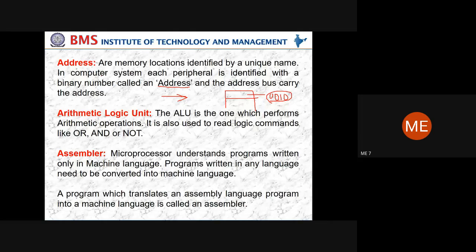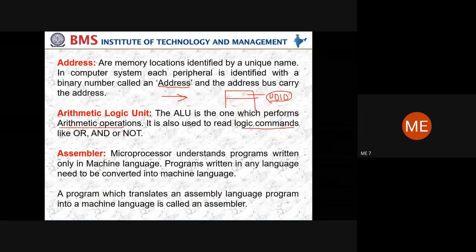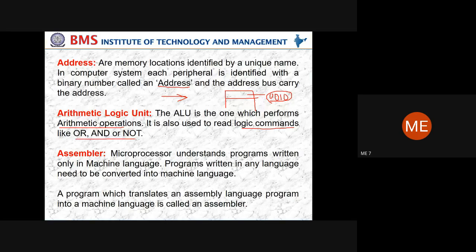Then after the address, we have the ALU, the arithmetic logic unit, which we know performs the arithmetic operations and also the logical operations. Arithmetic operations are the normal ones: addition, subtraction, division, multiplication. Along with that, it is also used to carry out logical operations like OR and NOT. These are the basic things mentioned here. Subsequently, you can also do NOR, NAND, XOR, XNOR, like that. Those are the logic commands we are going to make use of, so it is for both arithmetic and logical operations.